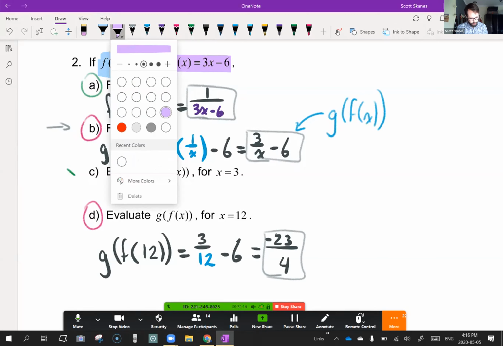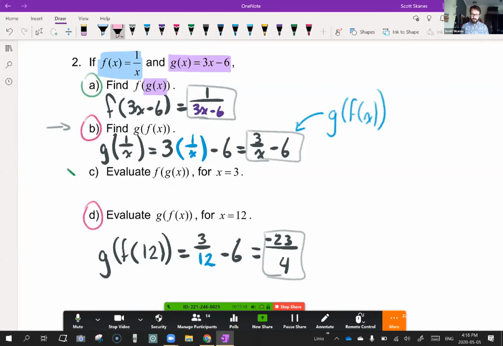Let me just make a highlight. I don't like to use too much highlighting, but I want to make sure that you know what I'm talking about. G of f of x is this. And so I'm putting x into that function. I'm putting 12 into this, which is why it's 3 over 12 minus 6. That's where this all comes from. So the main thing with students is you sometimes get a little confused which function we're looking at. Hopefully it's clear which function we're looking at.